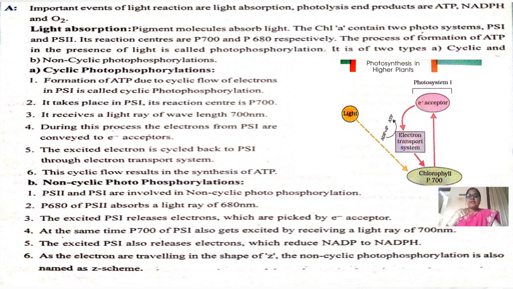What is meant by light reactions, and what are the important events and end products of the light reactions? The end products of the light reactions are ATP, NADPH and oxygen.